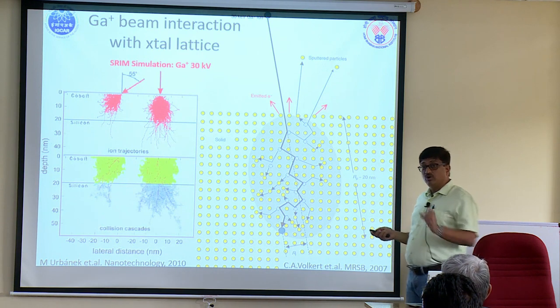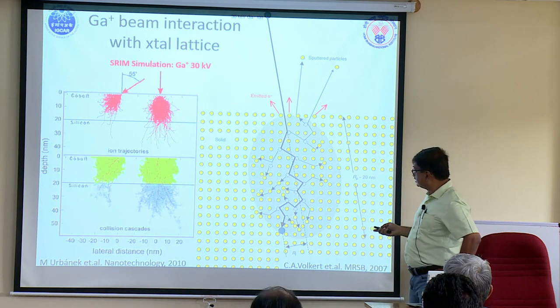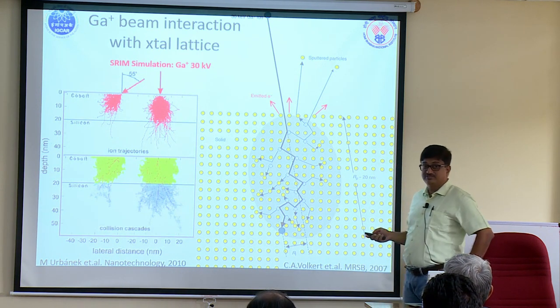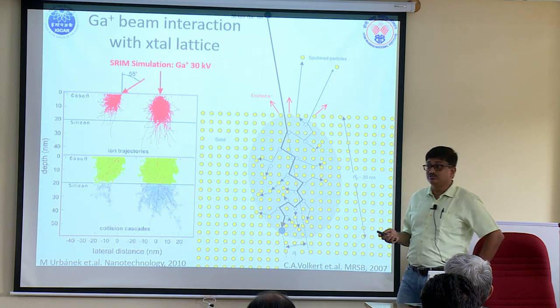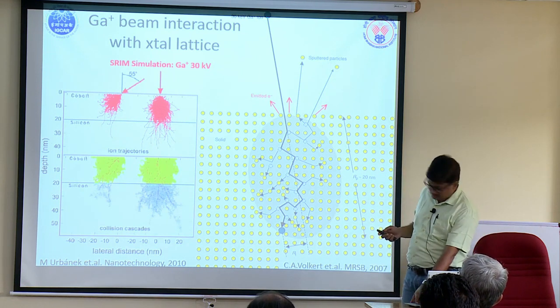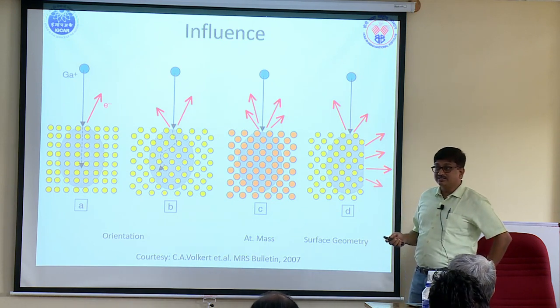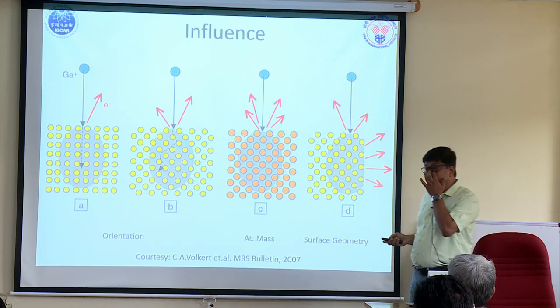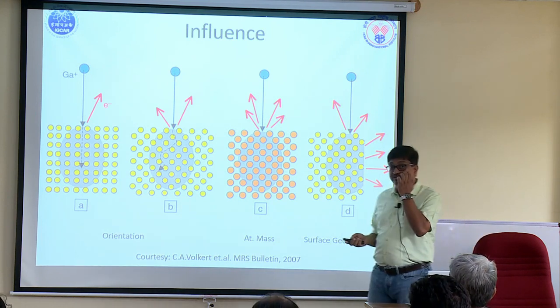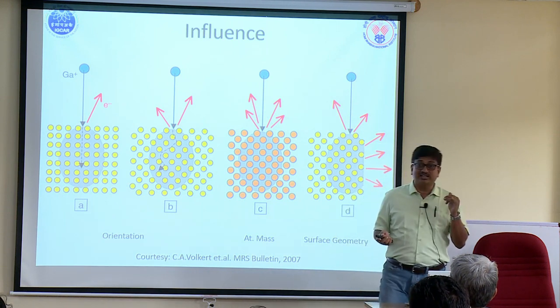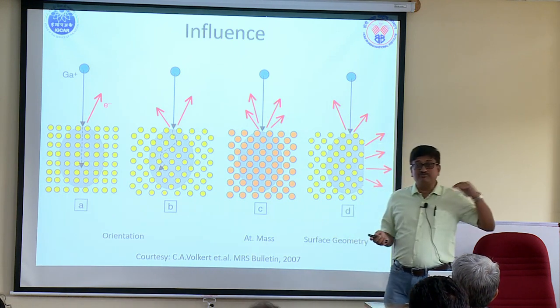And what you need to worry about is the width, basically what is the width that's coming out, and the depth. This knowledge is very important as you do the cutting for any purposes. So what does it depend on? Other than Z, please note that it also depends on orientation, because if you are doing a little bit of TEM as well, you will know there is something called channeling contrast. So ions prefer to travel through channels.